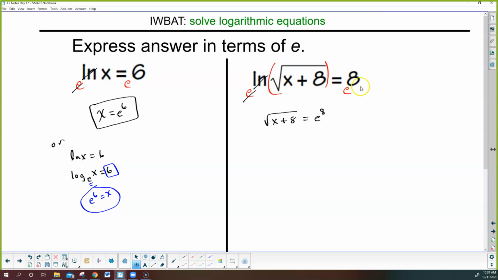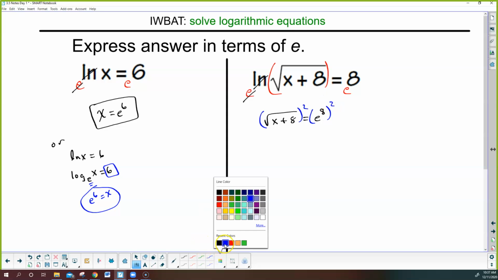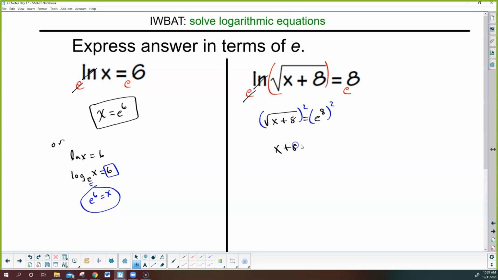And we aren't going to do anything with our calculator. We're just going to call that e to the 8th power. All right? Now, the question is, what do I do to get rid of a square root? Well, we square both sides. And when I square both sides, the square root and squared go away. And then this is a power to a power, so we multiply the exponents.